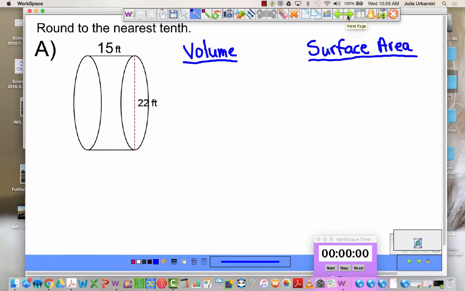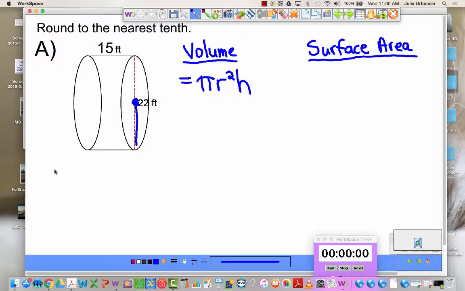So look at letter A with me. To find the volume, look at your chart. The volume is going to be pi times what? Give me the volume of the cylinder. Volume of cylinder. Pi r squared height. Okay, good. So let's look at this one right here.